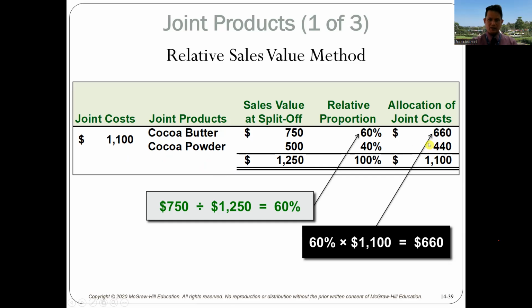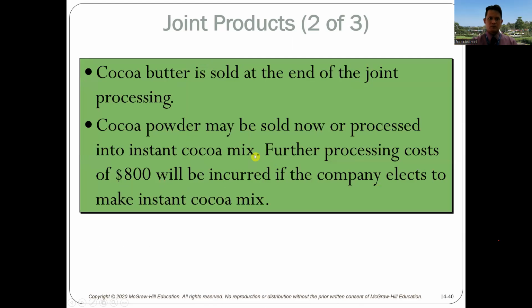Yeah, you can see it here, right? That's the allocation of joint cost. So when a manager is going to make decisions whether to join the cost or to process more, they are able to find the information. Now, cocoa butter is sold at the end of the joint cost processing. Okay, the cocoa butter. Now, cocoa powder may be sold now or processed more into becoming a cocoa mix.